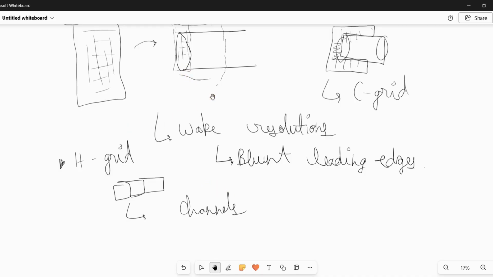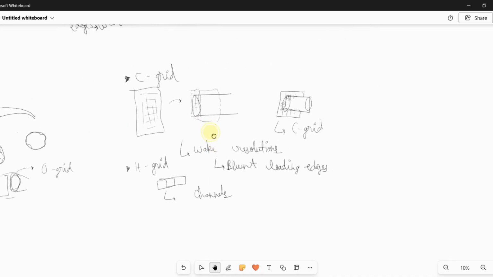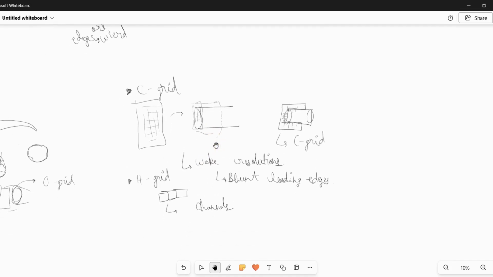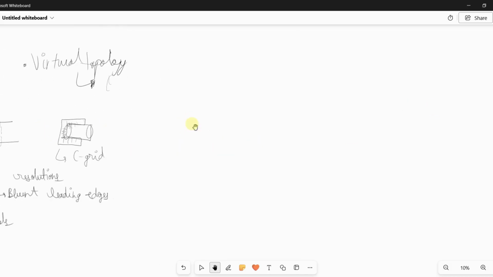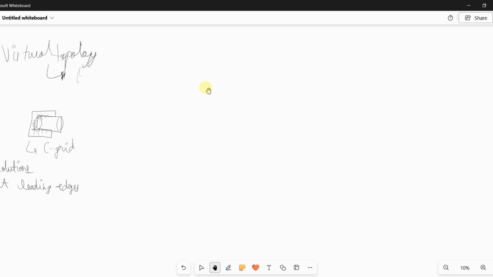So this all comes in useful under ANSYS Fluent, where you have an option called, you might have seen, virtual topology, right? Here you create a virtual object, like it doesn't exist, but you put it so that it can be meshed easily. So you use these types of meshes for easier meshing. Okay, that is O, C and H grid. I mean, you even use it without virtual topology, but you do see it in such cases.